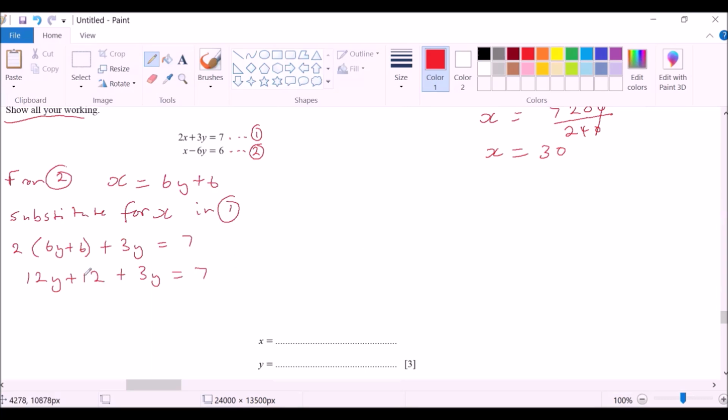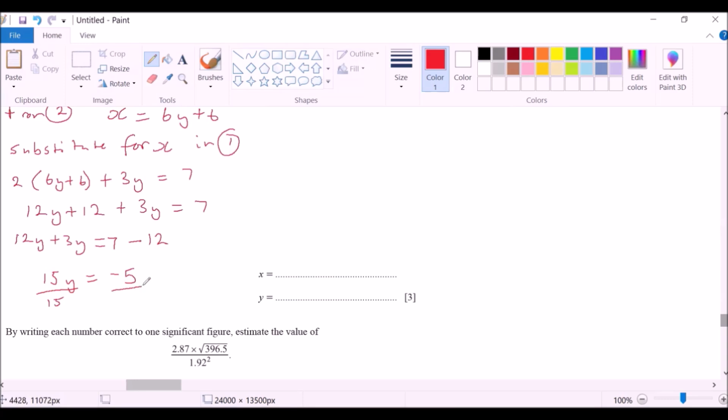Collect like terms, take this to that side. We have 12y plus 3y is equal to 7 minus 12. We simplify the 15y is equal to 7 minus 12 is minus 5. Divide by 15 on both sides. Y is equal to minus 5 over 15. 5 into 5, 1. 5 into 15, 3, which will give us minus 1 over 3. So it's minus 1 over 3 for y.